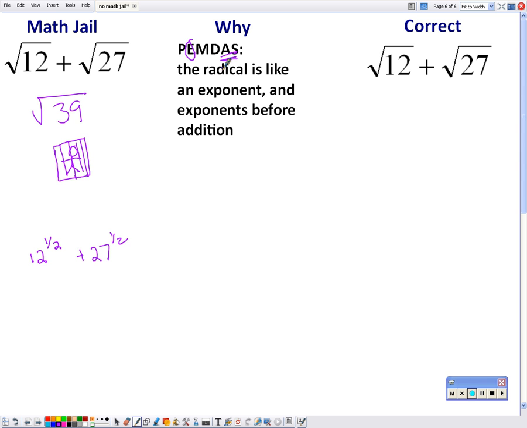Now, if you haven't studied rational exponents, just think about it like this. The square root of 12 is some decimal. The square root of 27 is some decimal. When you add them together, you are not going to get the same decimal. Let me show you what I mean. We know the square root of 4 is 2. We know the square root of 9 is 3. If I add together 4 and 9, I get 13. The square root of 13 is some decimal. It is not 5.